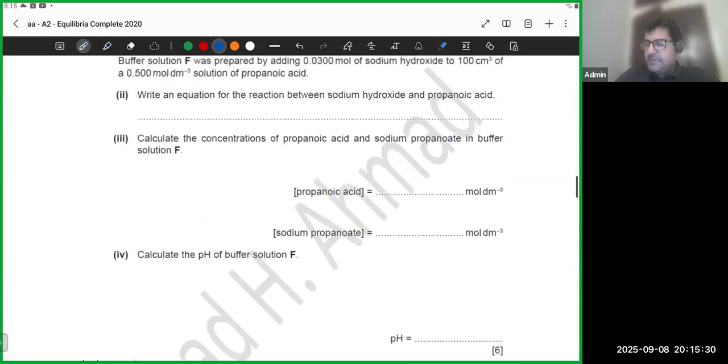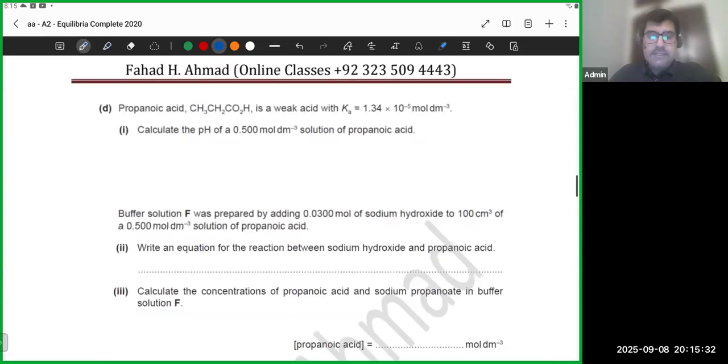So here's that buffer solution question. The first one is not a buffer solution question. He's just asking you to calculate the pH of propanoic acid, which is C2H5COOH.